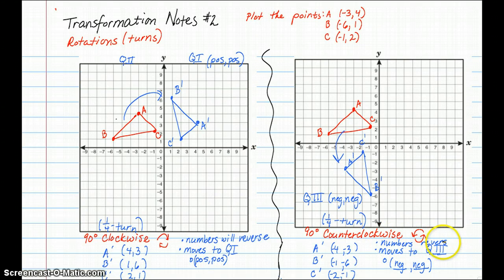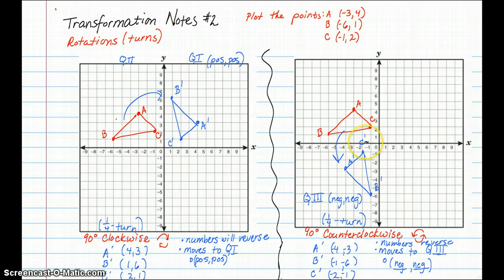So the numbers reverse, and you can see it's going to be the same as the one previous. 3, 4 becomes 4, 3. 6, 1 becomes 1, 6. 1, 2 becomes 2, 1. But then you need to follow the pattern of your quadrant. Well, quadrant 3 is negative, negative, so it's going to be negative 4, negative 3, negative 1, negative 6, negative 2, negative 1.